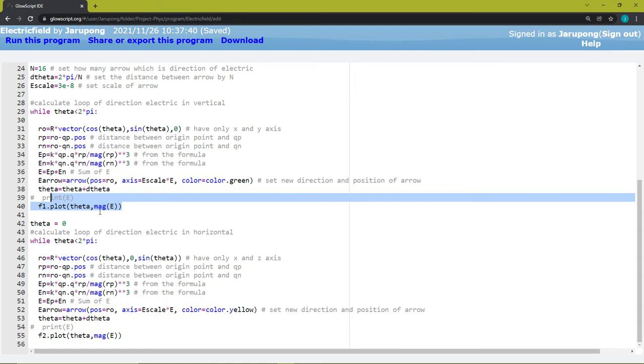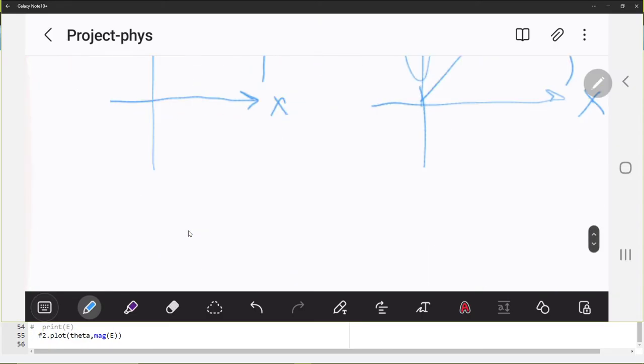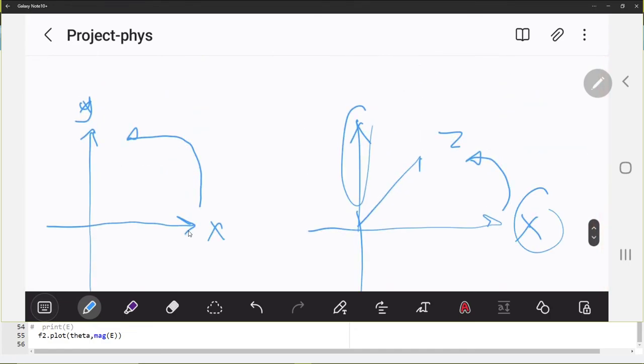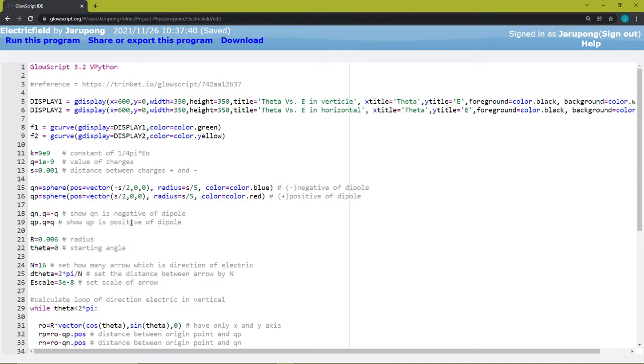Do the same thing in this one, but if you want to show horizontal, I already told you to use the x-axis and z, x and z. Do the same thing. Like this, it will have the electric value that is the same. We will see in the graph again. So I set the graph. Everything is correct.